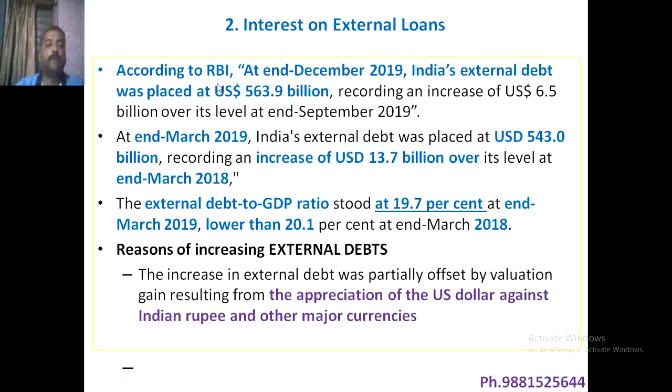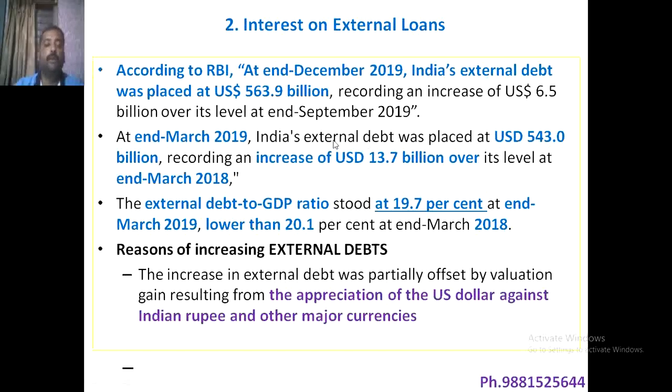According to one report released by RBI, at the end of December 2019, India's external debt was placed at $563.9 billion. It means India had received $563.9 billion as loans from different countries and different financial institutions by the end of 2019. Means the Government of India received a $563.9 billion US dollar loan.